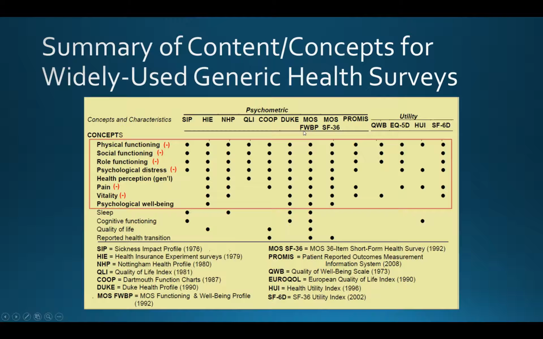This questionnaire, the functioning and well-being profile, is basically similar to the SF, only it's the long version. So SF36 is the short form of this FWBP, and you can see that FWBP covers a lot more domains. So while it might give you a more comprehensive picture of a patient, it will generally be longer to administer, so it could take more time, and it might not give you that much additional information than the short form does.